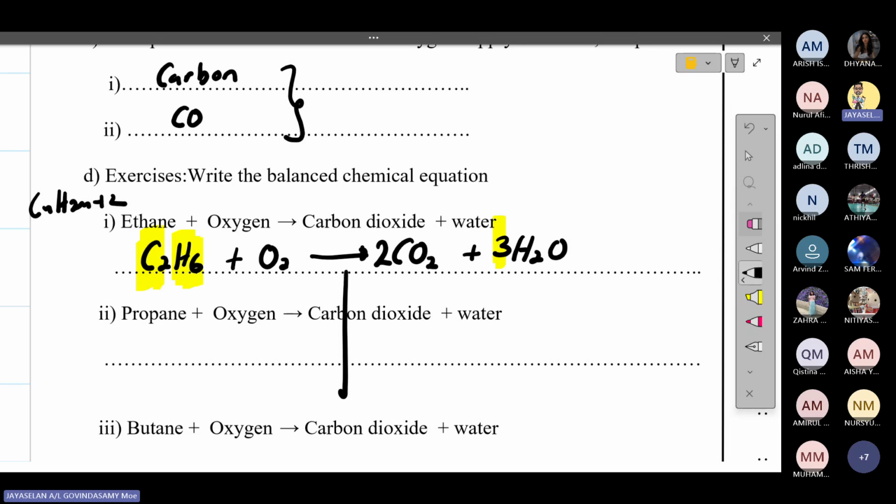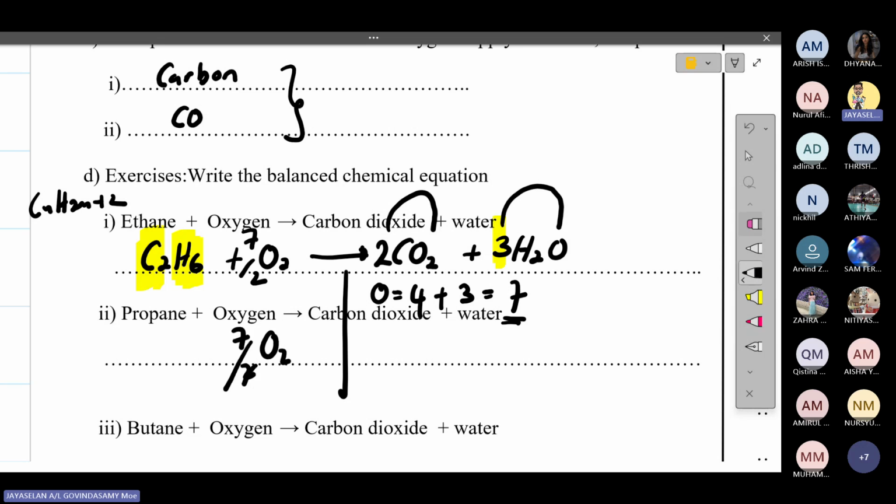Okay, now you do the line like this. So what do you do? Calculate oxygen. Oxygen on your right hand side 4 plus 3. Total 7. If you get 7, an odd number, just take 7 over 2. That's all. When you put 7 over 2, you will get 7 over 2 O2. Any question? No question.